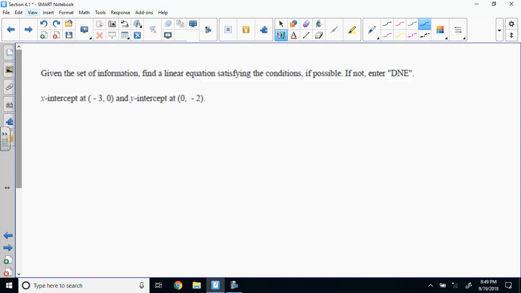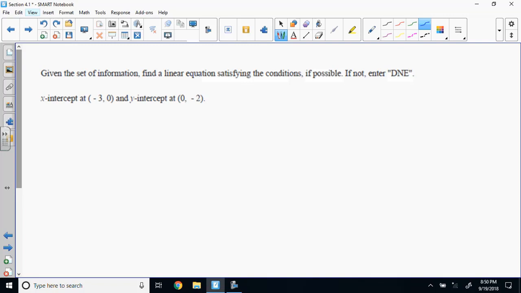Okay. Given the set of information, find a linear equation satisfying the conditions if possible. If not, enter does not exist. Does not exist would be for what? Would it be for vertical? Not for horizontal, you could still write an equation, right? So I'm not sure why they have a does not exist option. It's kind of crazy.